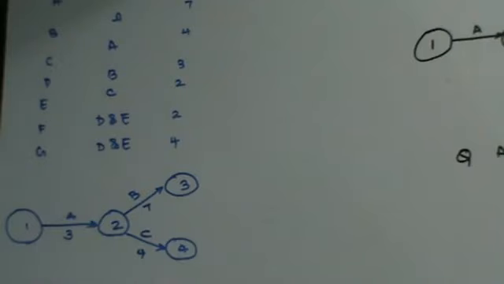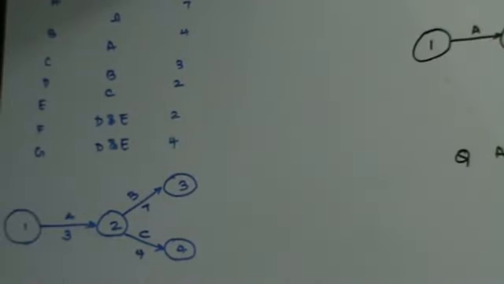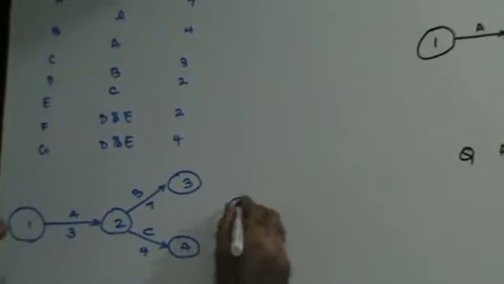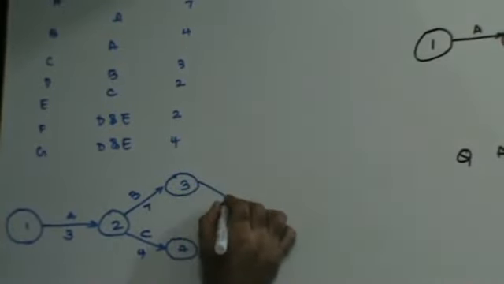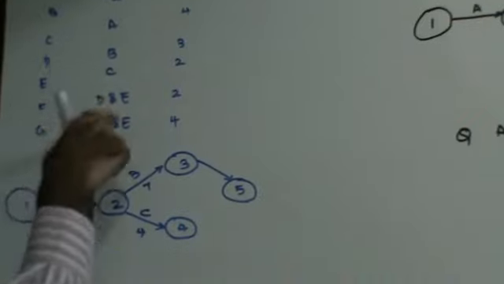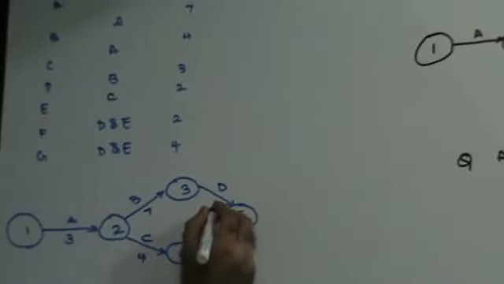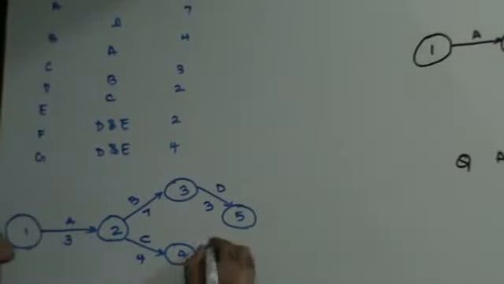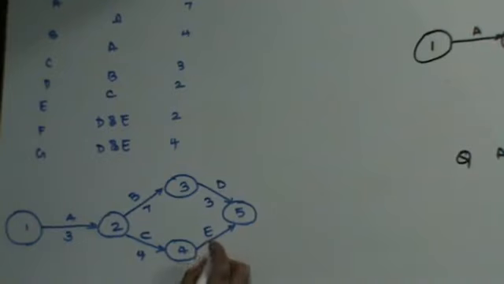Next, from B I have D, which is for 3 days, and from C I have E, which is for 2 days. Now D and E are going to combine together for both of them.